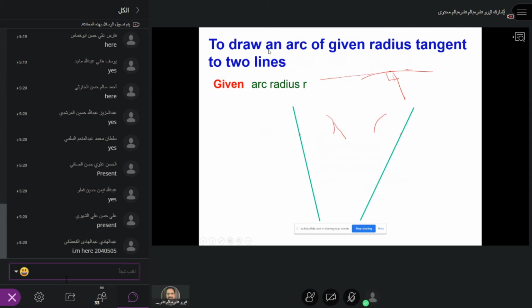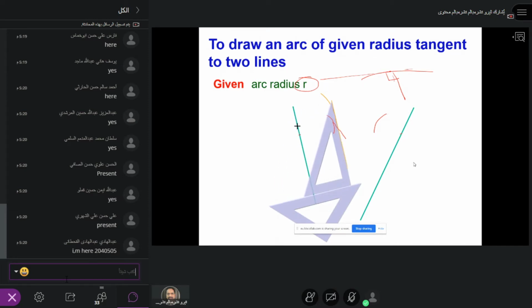So our idea is to draw an arc of given radius r, which is tangent to the two lines. Tangent to the two lines means you have to make an arc for these two lines, the green color lines. The radius is given already, and drawing this tangential line initially is pretty simple. Once you know the radius, mark the point anywhere here and draw an arc, and then draw the tangent by using the tri-square the way it's shown.